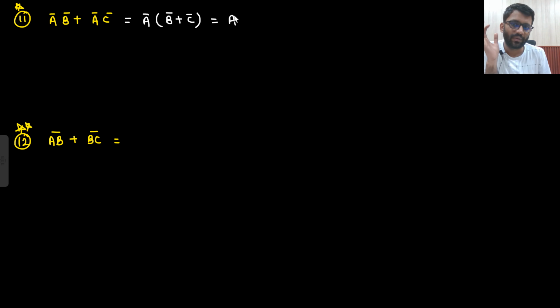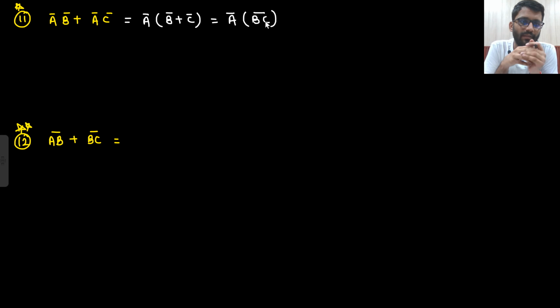Now what can I do? A bar, b bar plus c bar. Can I replace this as bc bar? Right? So it feels like I have reduced something. So I can easily make bc bar.